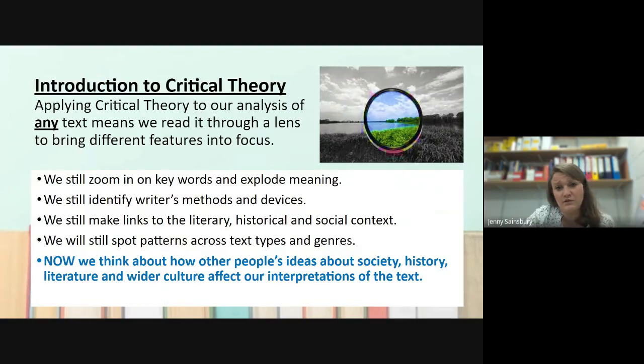So what is critical theory? A critical theory is essentially when we apply a lens or a filter over any text and it allows us to focus on something in more specific detail. Okay, so essentially what you've got is any text, we're going to use the Three Little Pigs, we're going to look at it with a specific focus, zooming in on keywords and methods and devices, as we normally would, but as it says at the bottom there, now we will think about how other people's ideas about society, history, literature, and wider culture affect our interpretations of the text.